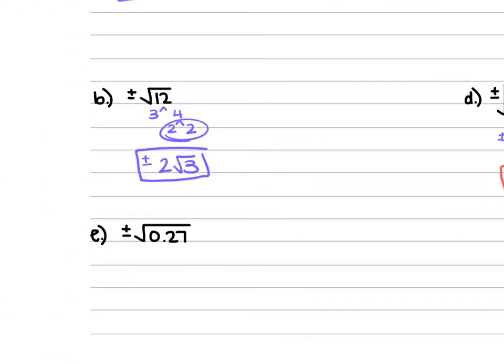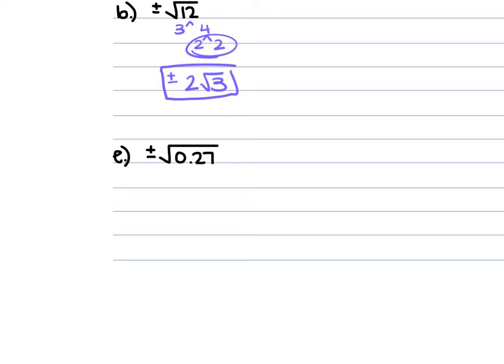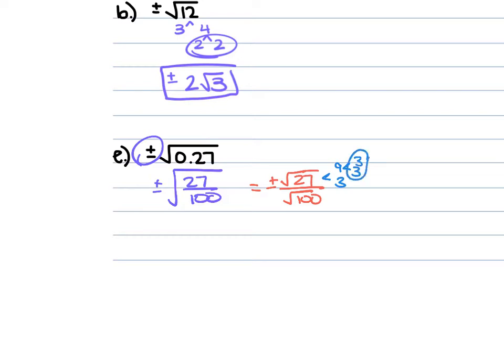For E, we have plus or minus the square root of 0.27. So the plus or minus is going to stay. That 27 is going to go over 100. And we're going to do the square root of 27 over 100. So this again is the square root of 27 over the square root of 100. Keep the plus or minus in front of it. That 27 factors out to be 3 and 9. The 9 is 3 and 3. So groups of 2 here pair up. So we're going to have plus or minus 3 square root 3 all over 10.